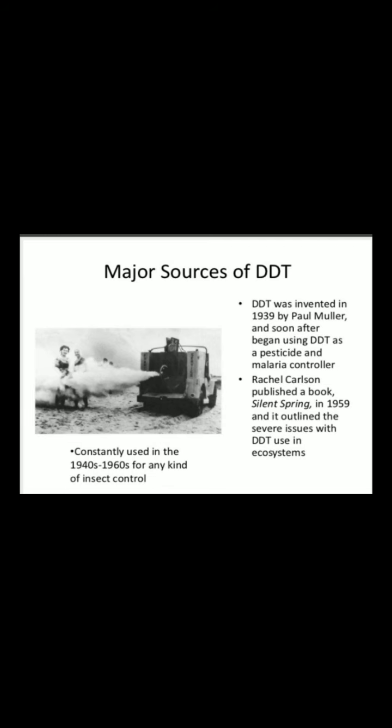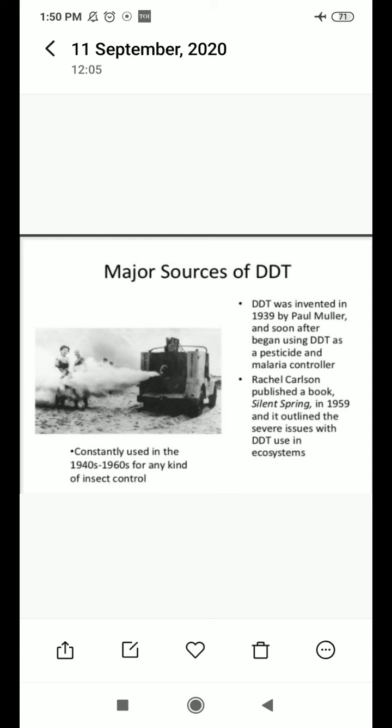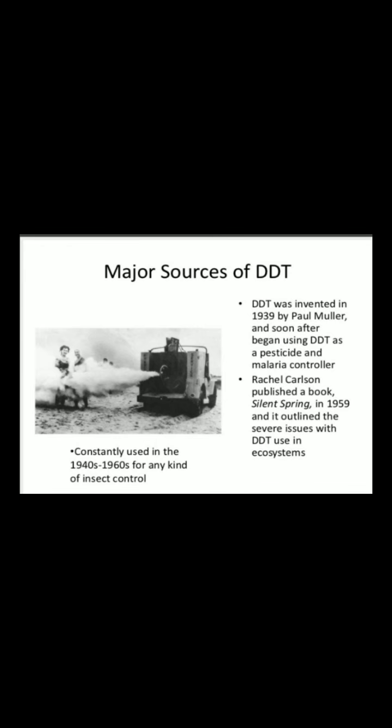Then, the major sources of DDT. When and by whom was DDT invented? DDT was invented in 1939 by Paul Muller, who soon began using DDT as a pesticide and malaria controller. So in 1939 a scientist named Paul Muller discovered this DDT.